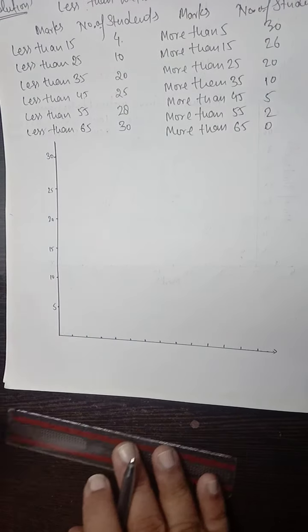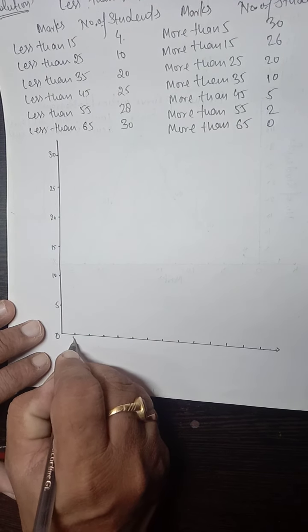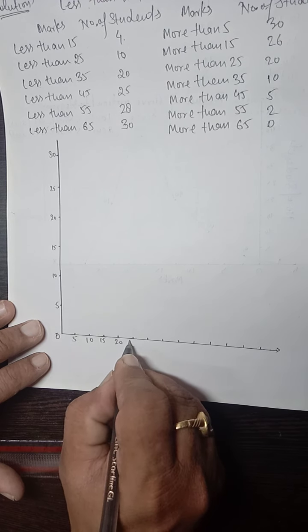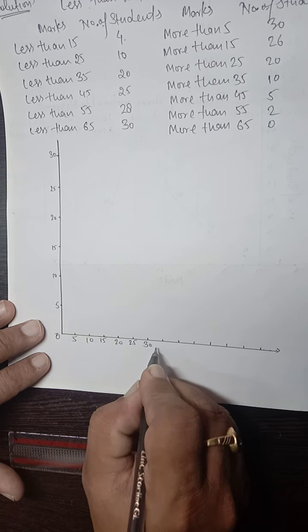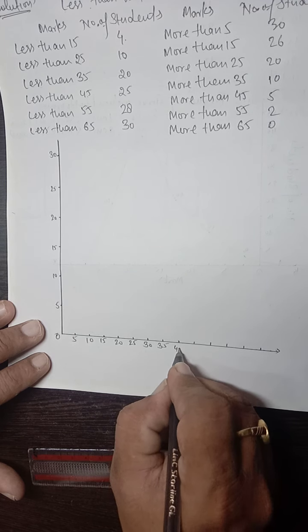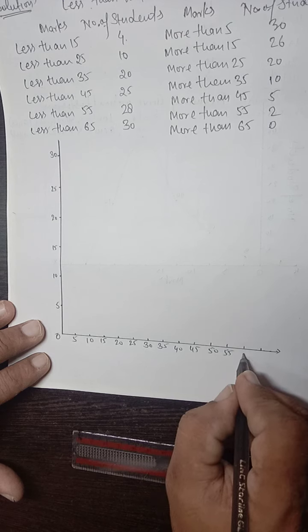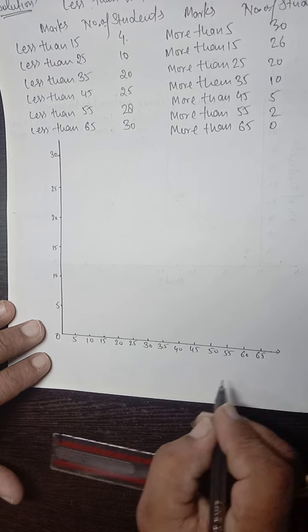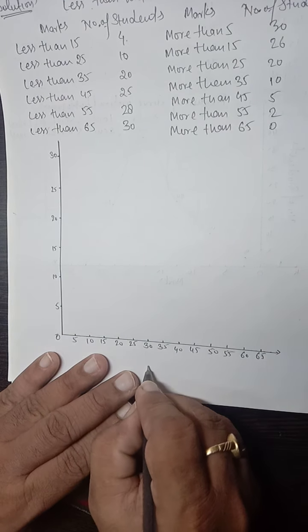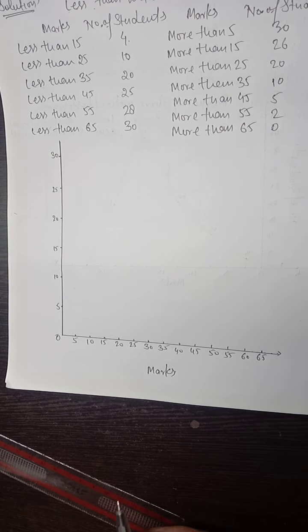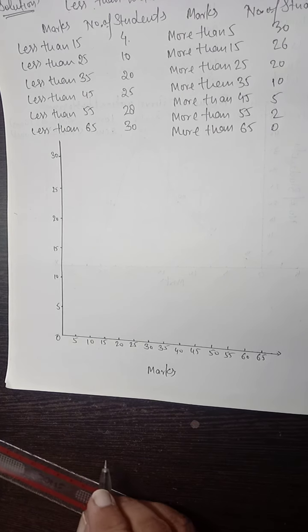Now listen here. We will just mark the things here. 5, 10, 15, 20, 25, 30, 35, 40, 45, 50, 55, 60, 65. At the bottom we can write the marks. Now we are plotting the numbers.